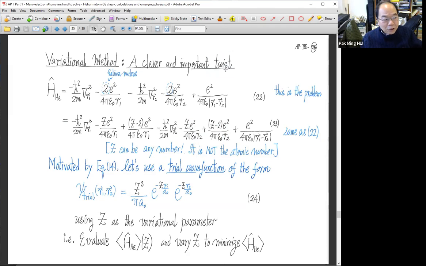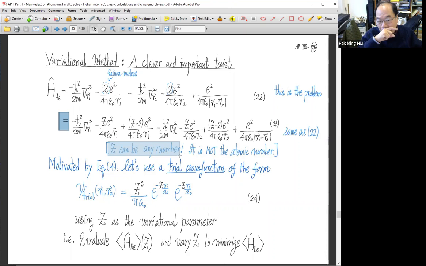Okay, the trace is like this. This is an identity. Therefore, Z can be any number. It's right. I add it in, I subtract it out. I add it in, I subtract it out. I haven't done anything. Therefore, Z doesn't carry the meaning of the atomic number anymore here. We can take it as a variational parameter.